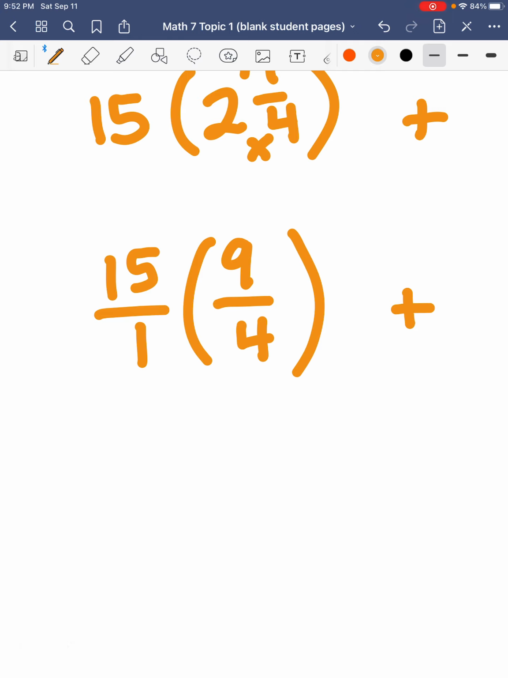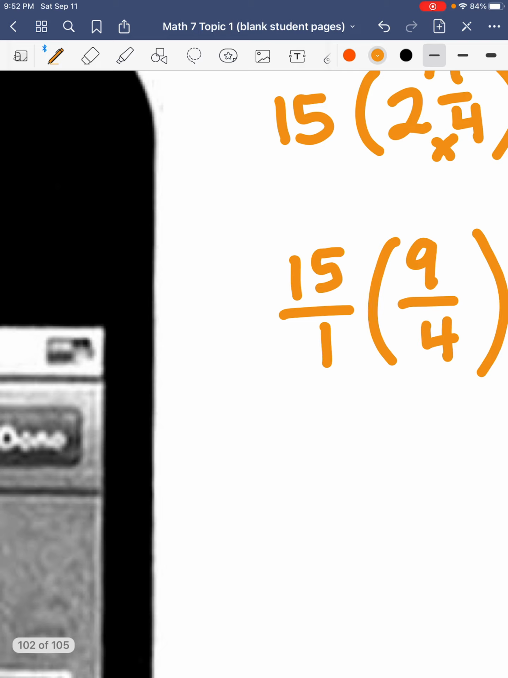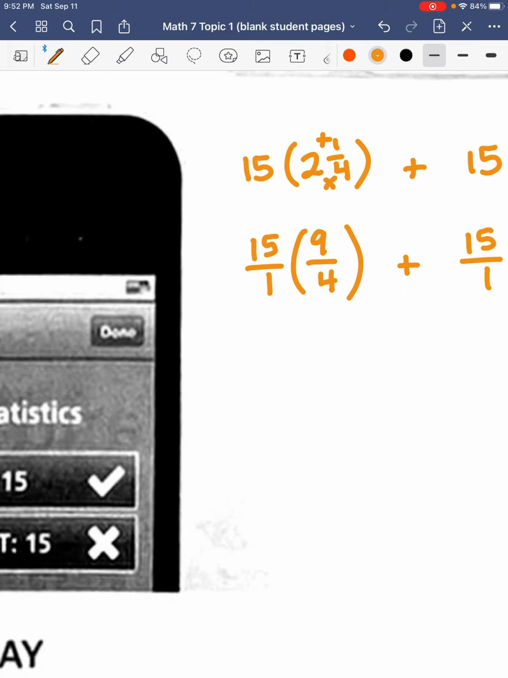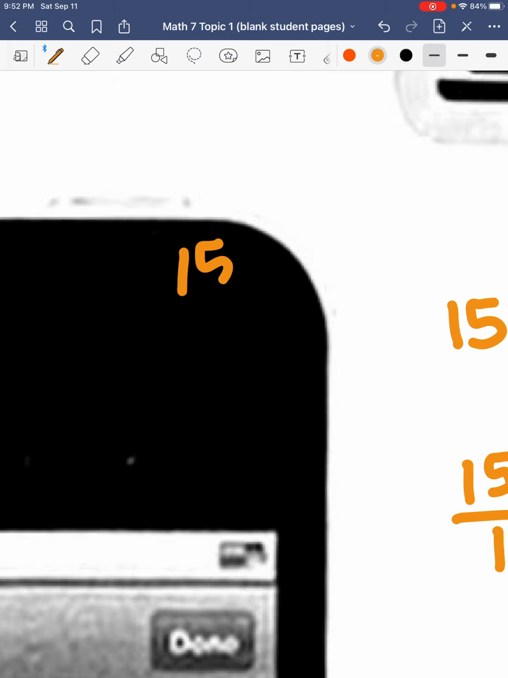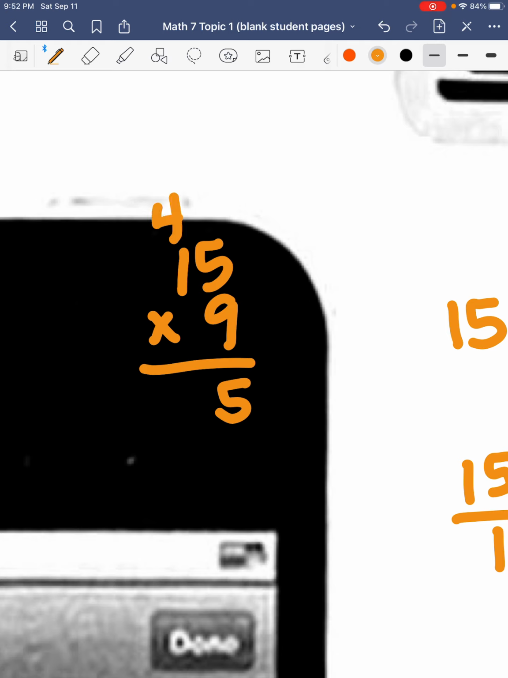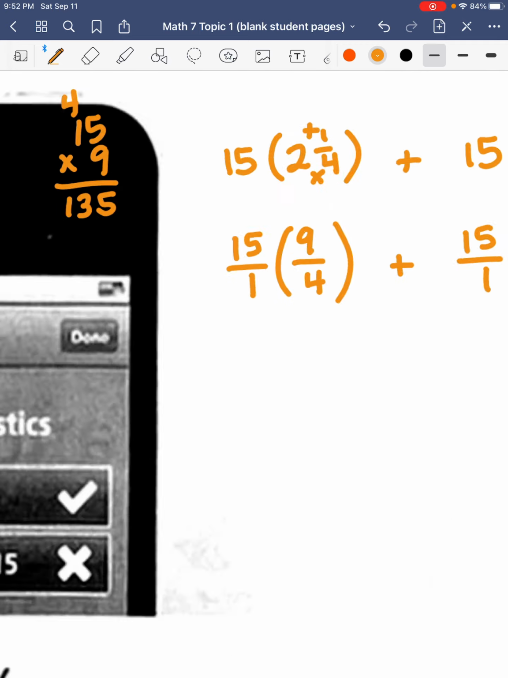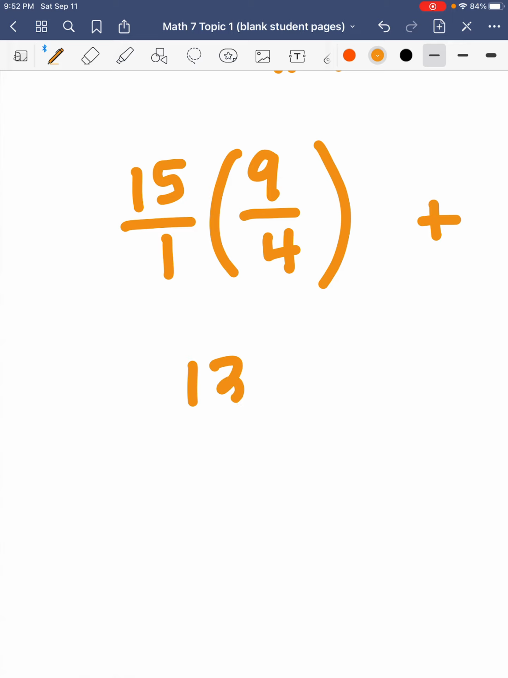So now we're ready to multiply each side. I'm going to see if anything reduces. 9 and 1, 15 and 4, nothing here reduces. So I actually need to multiply 15 times 9 together. So let's see if I can find some room. 15 times 9. 9 times 5 is 45, carry your 4. 9 times 1 is 9, plus 4 is 13. So I get 135. So 135 on the top and 4 on the bottom.